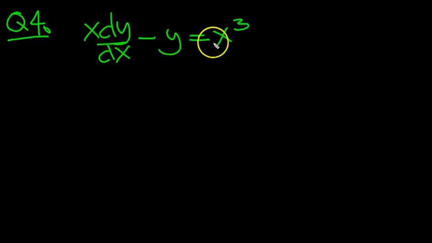x dy/dx minus y equals x cubed. But this isn't in standard form because we need just dy/dx on its own. So let's divide all the way through by x before we start the problem. So here we've got dy/dx there.